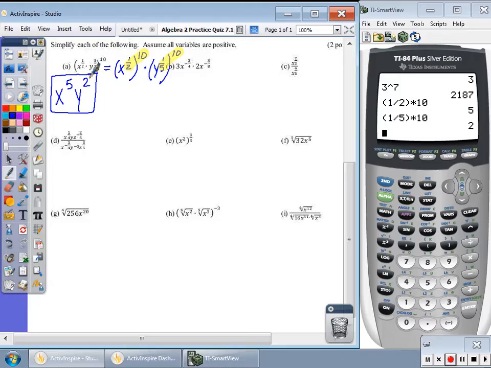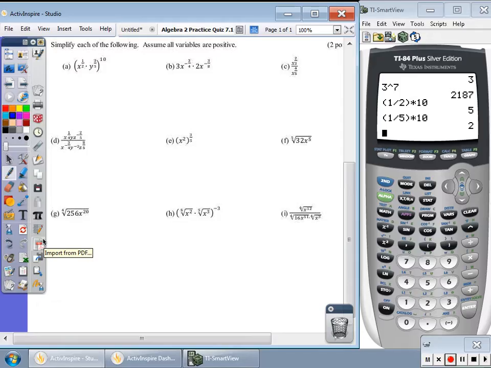Again, I'm going to erase here just so we're focusing only on the problem we're doing. The next one is 3 times x to the -3/4 times 2 times x to the -3/8. Now here I see 3 times 2, and I know that's going to make a 6. And then I see x to the -3/4 times x to the -3/8. What we're going to do is add the exponents. So it's going to be x to the -3/4 plus -3/8.